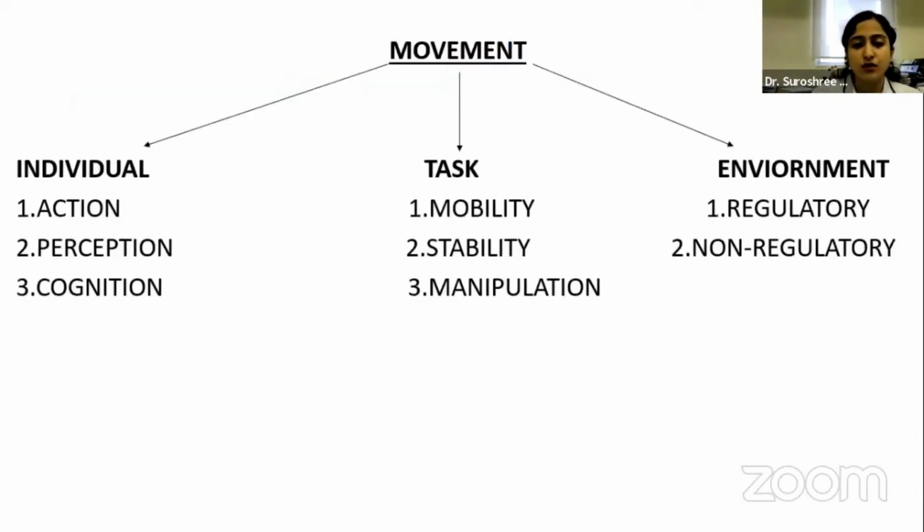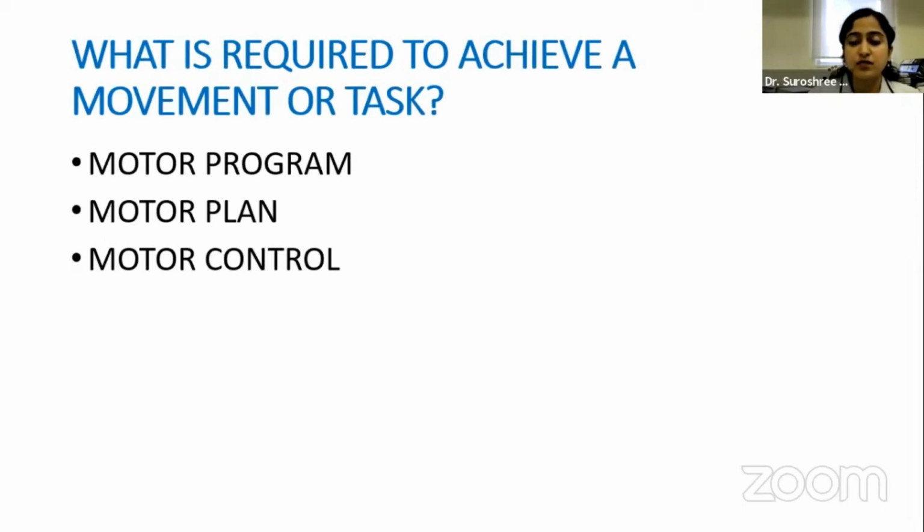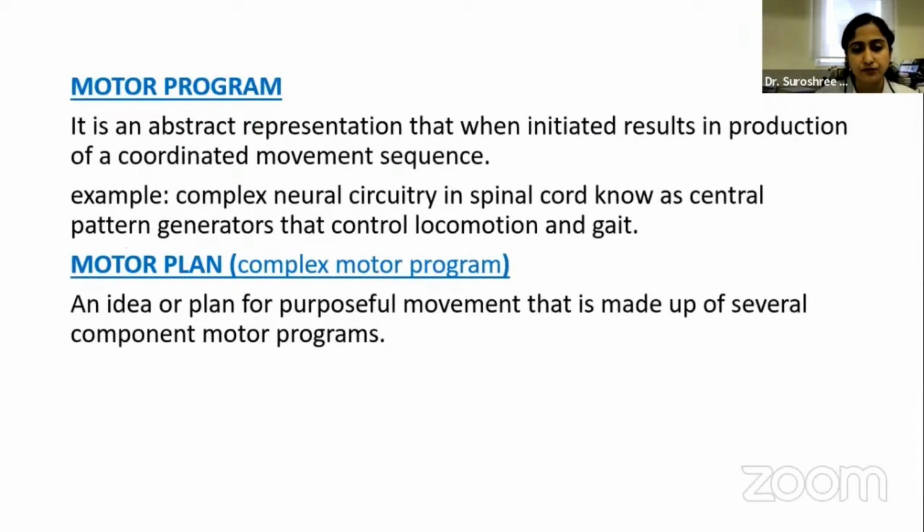So now this was the basic part, like how a movement emerges, how a movement is done and how it varies according to individual, according to the task we perform and according to the environment. Now coming to our next question, what is required to achieve a movement or a task? So all these factors define movement, but what is required to achieve it? If all the three components are normal, how is a movement done? So you have three important parts: motor program, motor plan, and motor control. Now we'll see each one of them.